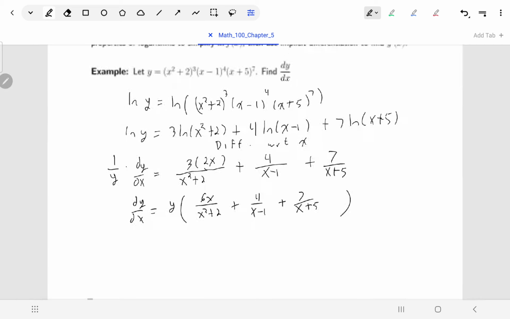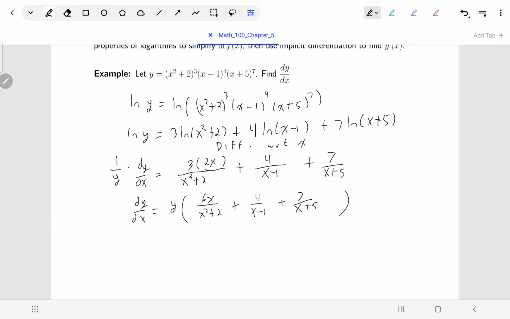And then the last thing that I can do is I can notice that y is my original function. So if I wanted to actually have a nice explicit way of writing dy/dx, good news, I can, and it will be just my original function, (x squared plus 3) cubed times (x minus 1) to the 4th times (x plus 5) to the 7th, all multiplied by that gigantic bracket. I'm not going to do anything else with this.